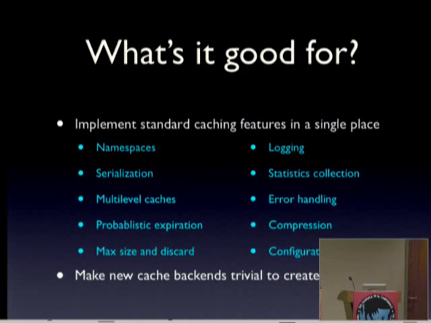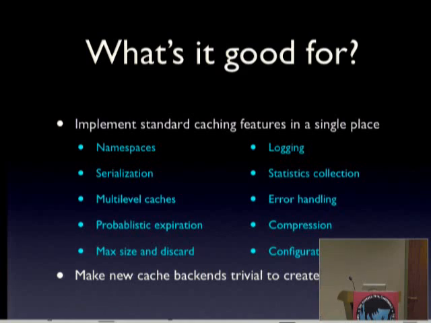I didn't realize when I got into this, I actually just wanted to make it easy to switch between different drivers. But once I got into this, I started realizing how many standard features there are for caching that you don't want to have to implement in every single driver. So a sense of namespaces, how to serialize keys and values, how to do multi-level caches like L1, L2 caches. Probabilistic expiration is something that I just love because of the way it sounds. It makes me sound smarter than I am. Max size and discard, so having a certain size for your cache and then choosing how to discard items. Logging and statistics collection, so to see how your different caches are doing and whether you should stop caching altogether because it's more trouble than it's worth.